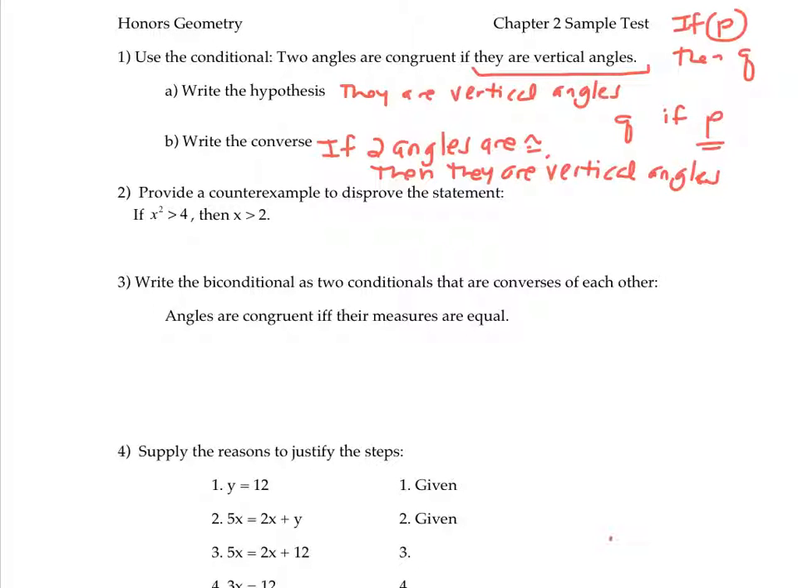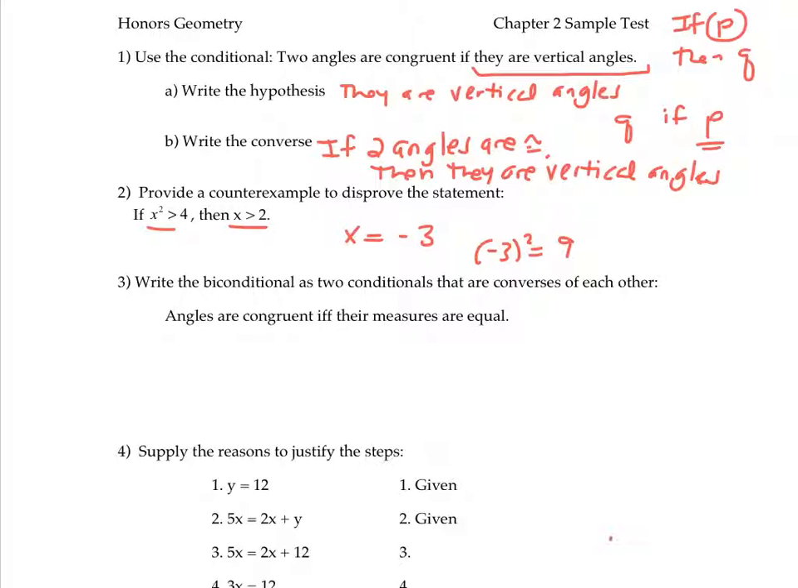Okay, number 2 says provide a counterexample to disprove the statement: if x squared is greater than 4, then x has to be greater than 2. And simply enough, you can just choose a negative number for x, like x equals negative 3, because negative 3 squared would be positive 9, and obviously that's greater than 4.